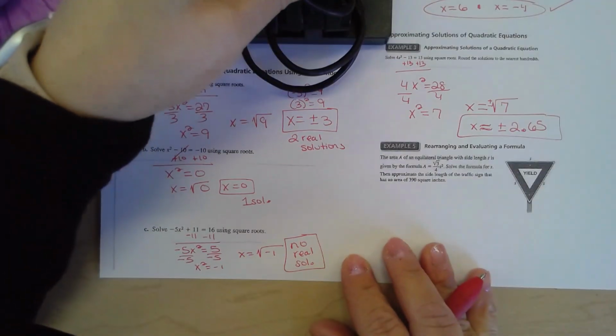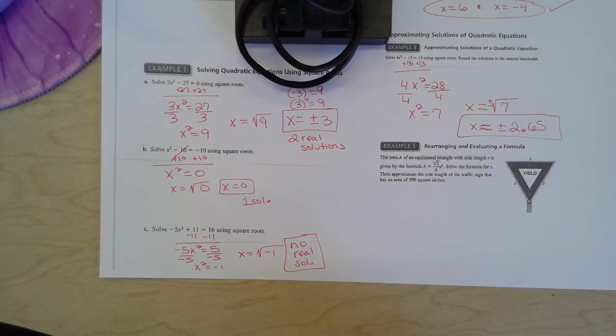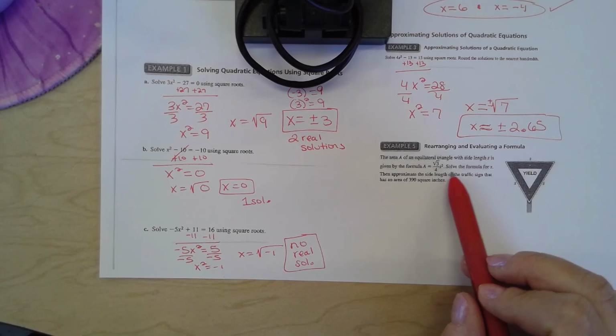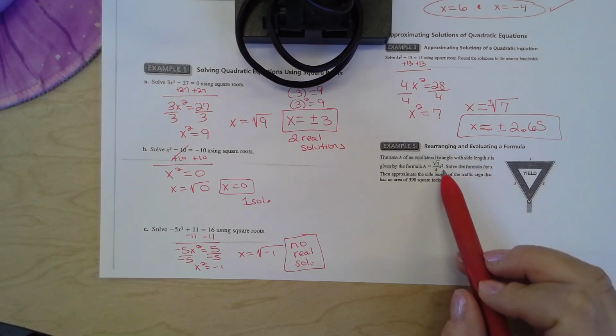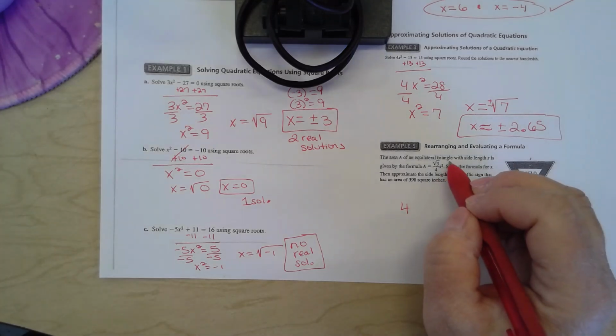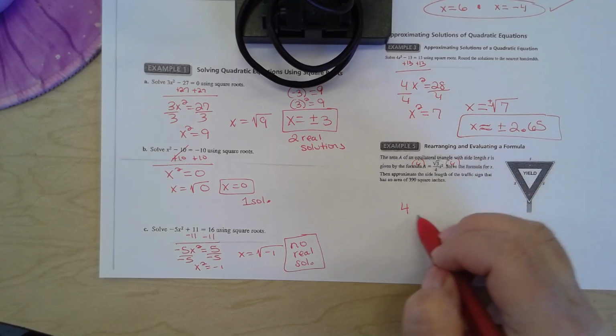If I'm going too fast, you can always go back and watch the video again. Feel free to pause it and try the problems by yourself. So the area of an equilateral triangle with side lengths s is given by this formula. Solve the formula for s. So we need to somehow get s alone. So first thing I'm going to do is get rid of my fraction. I'm going to multiply both sides by 4.